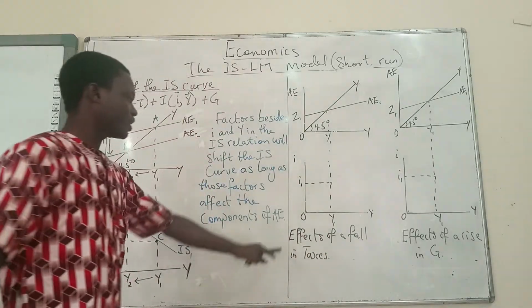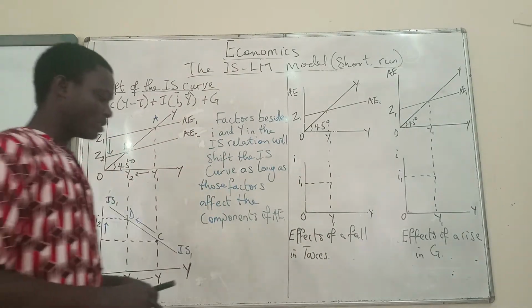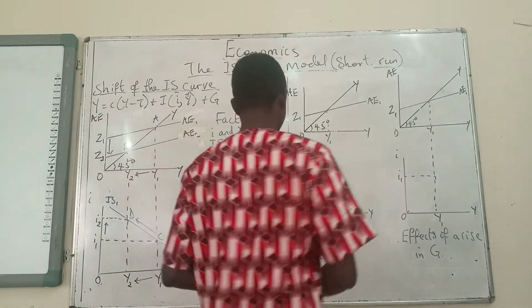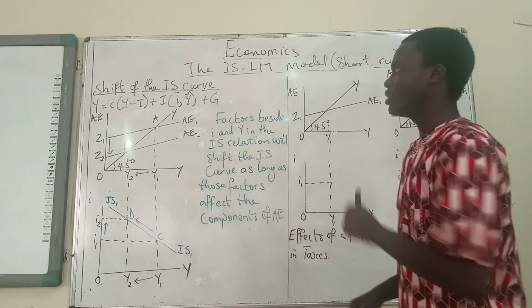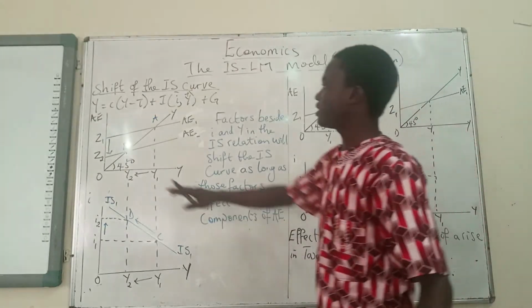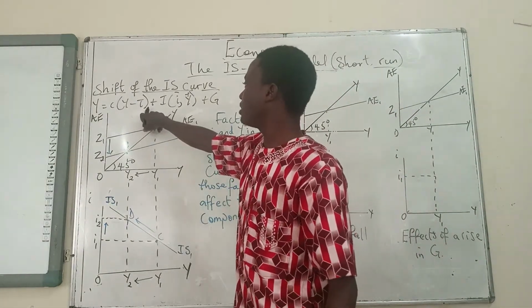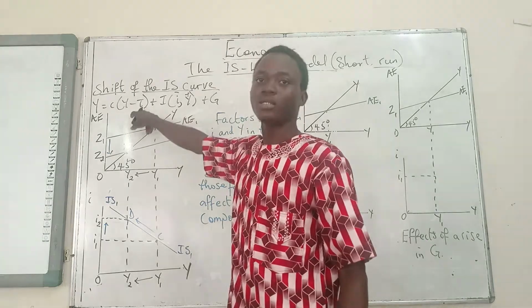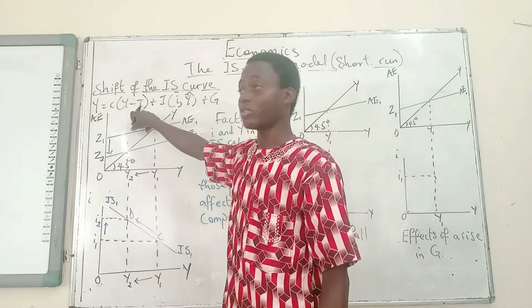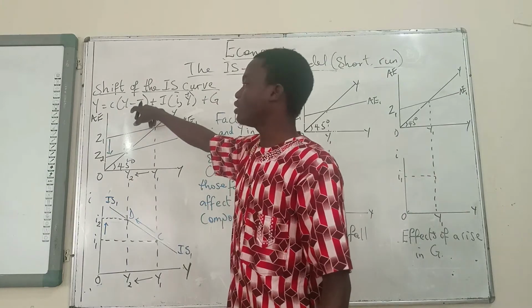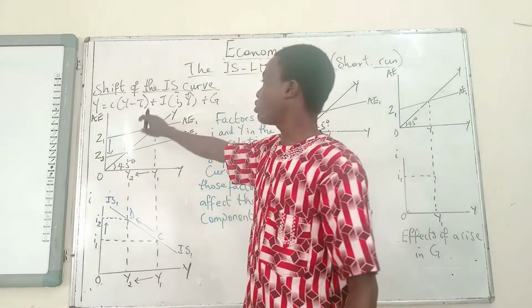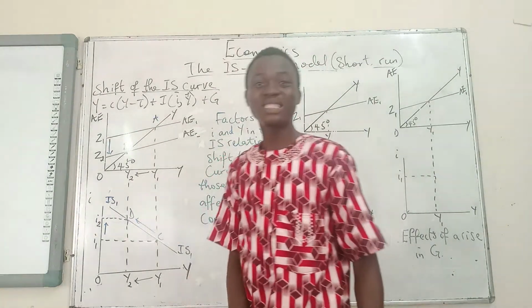So, the effect of a fall in taxes. What is that going to cause? You just have to go back to the IS relation. Where do we have T? We have T in here, which means we have T when we are talking about consumption. Consumption depends on disposable income. So T is going to affect consumption directly.